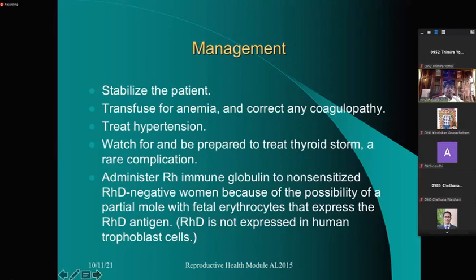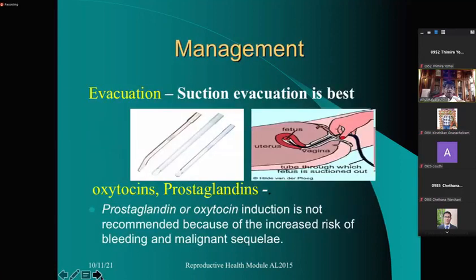Now, for this condition where there is abnormal proliferation of placental tissue within the uterus, the treatment, as you'll know, is to remove what is inside the uterus, evacuate the uterus. Now, when you want to evacuate the uterus, what would you do?